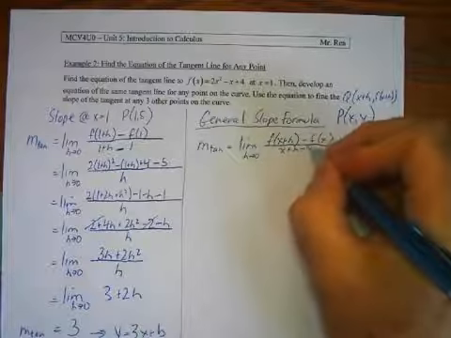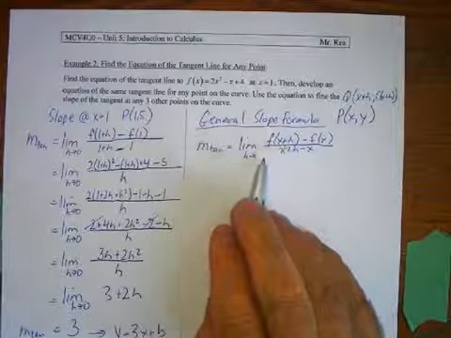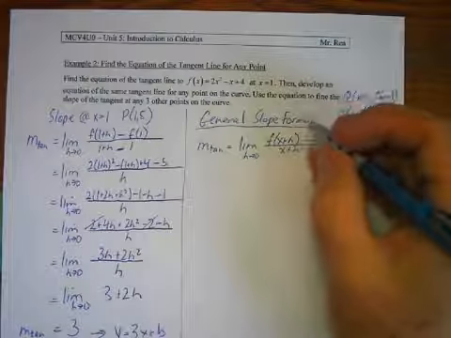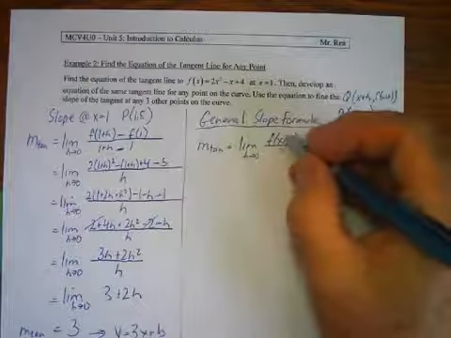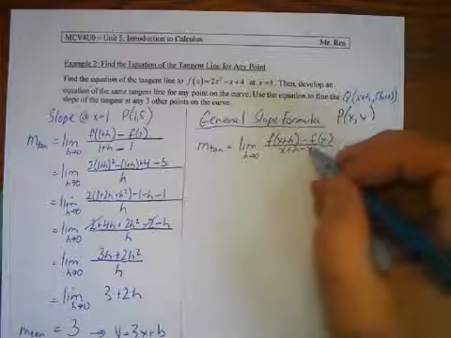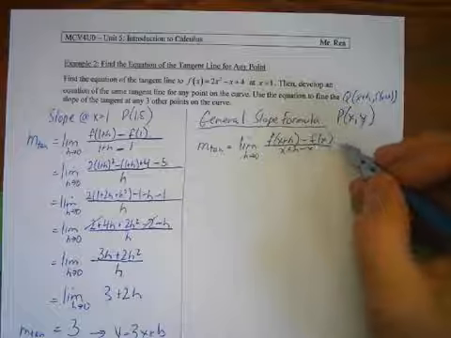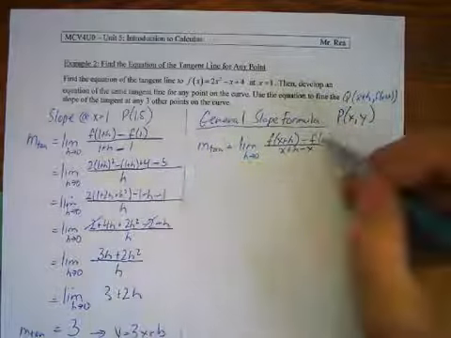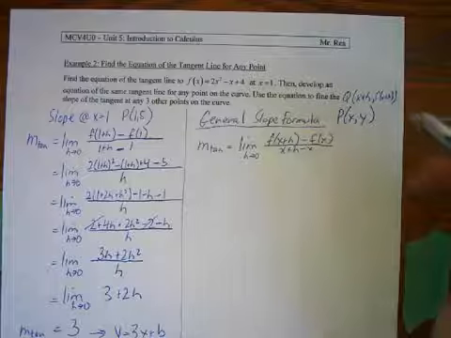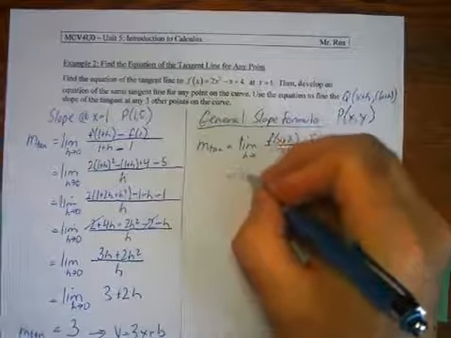Sorry, it's got x coordinate x plus h, y coordinate f of x plus h, and the original point P, again, we're just going to call it the point x comma f of x generically. Okay, so it looks a little harder, but it's not.